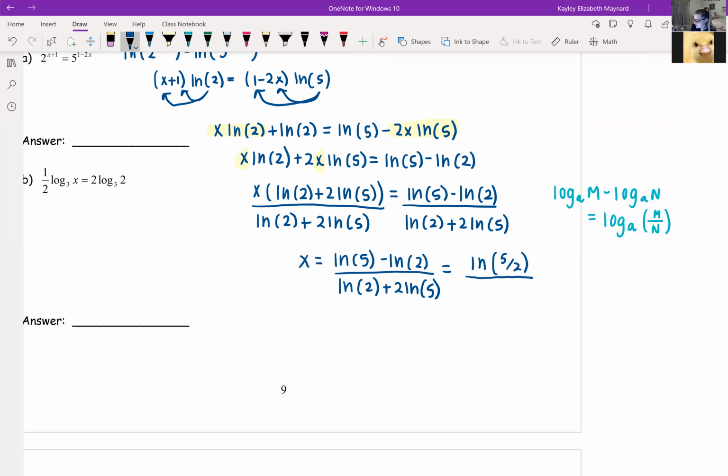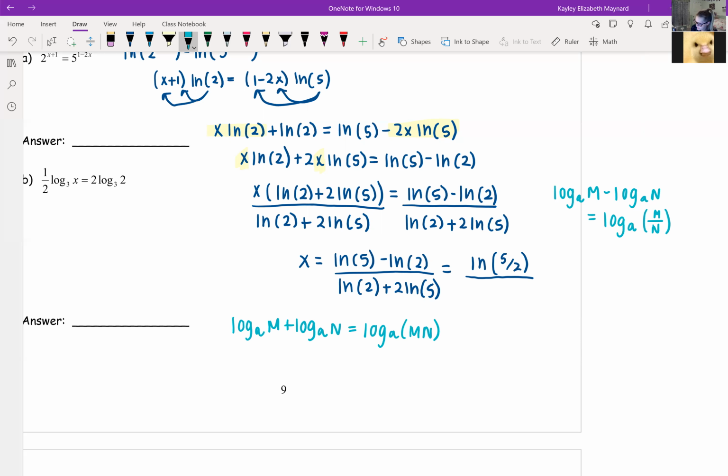And now I just need to do my denominator. So we're going to use two little properties here. So one of them is that log base A of m plus log base A of n is equal to log base A of m times n.